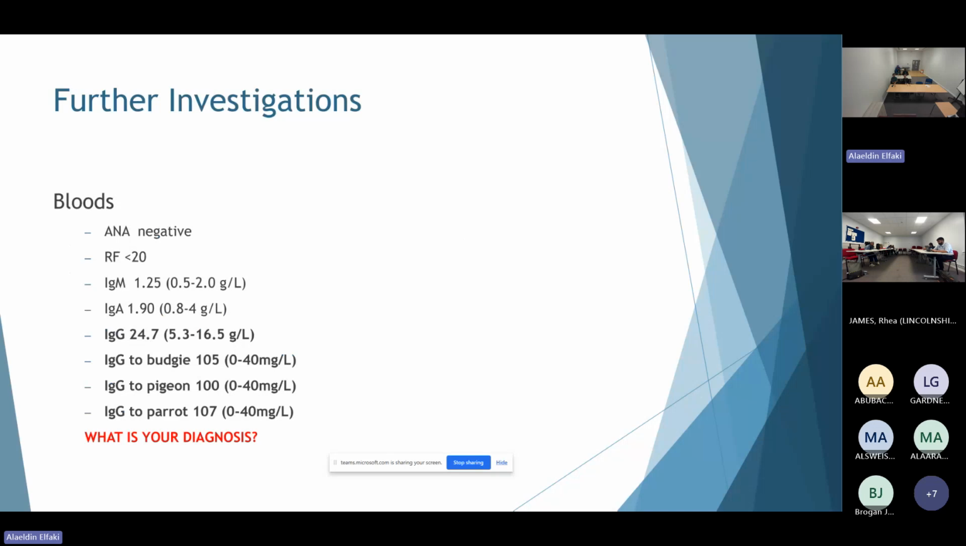Progressive shortness of breath, progressive respiratory symptoms, some reticulation affecting the upper lobes, and some nodularities as well on the chest X-ray. Autoantibody screening is negative, but precipitins for pigeons and parrots are all high. Hypersensitivity pneumonitis, maybe. Most likely, right? Yes.